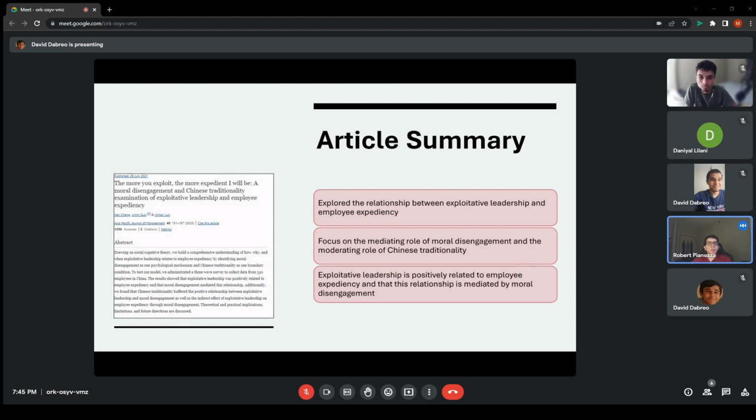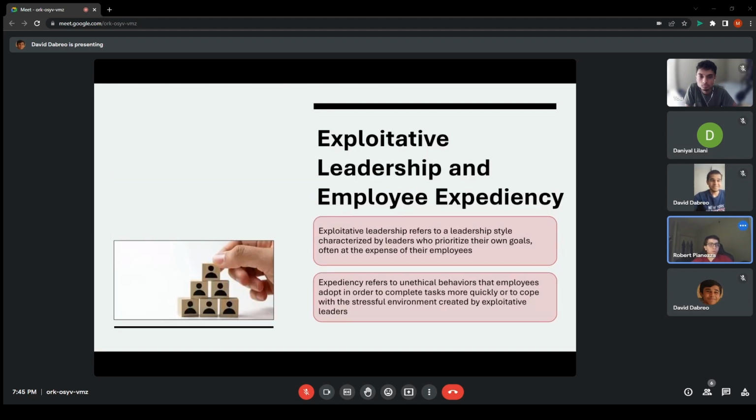Exploitative leadership and employee expediency. First, let's understand what exploitative leadership is. Exploitative leadership refers to a leadership style characterized by leaders who prioritize their own goals, often at the expense of their employees. These leaders treat employees as a means to achieve their personal objectives and frequently impose excessive pressure on them to complete tasks. Exploitative leaders may also exploit their employees' work for their personal gain, neglect employee development opportunities, and show a general lack of support and respect.